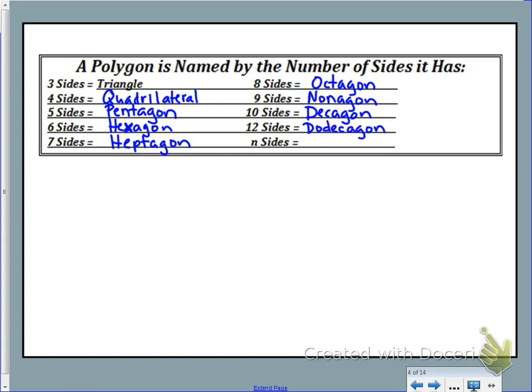Now you might be wondering why we skipped 11. There's really not a formal name that you need to know for an 11-sided figure. So we would call any other polygon an n-gon, where n is just the number of sides. So if you wanted to identify the name of an 11-sided figure, for example, we would call that an 11-gon. A 36-sided figure would be a 36-gon, and so forth. There are other polygons with specific names. We just don't need to know those. These are the most common that we're going to be working with. So anything else we'll just name as an n-gon, where n is the number of sides.